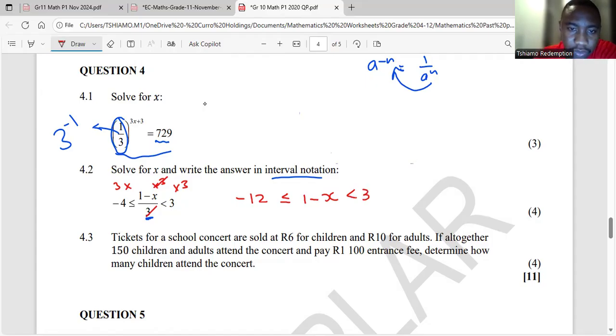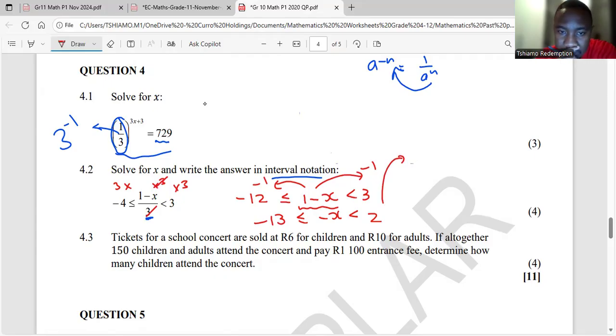And now what are we going to do? Transpose the 1 to both sides. The 1 is positive, so it's going to be negative, and I have -13 there. And here I'm left with -x only, because the 1 went over. 3 minus 1 is how much? 2.